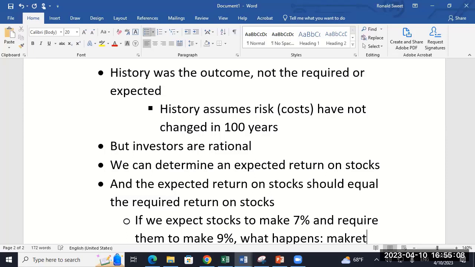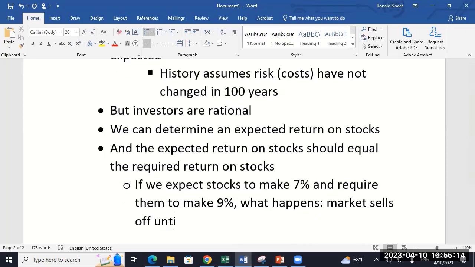The market sells off until the expected return equals what? 9%. So people are like, hey, I need 9%. I can only get 7. I'm not going to buy stocks. I get out. The stock market falls 15, 20% so that you now have an expected return of 9% going forward. Now I'm fine. I'll get back into the stock market.